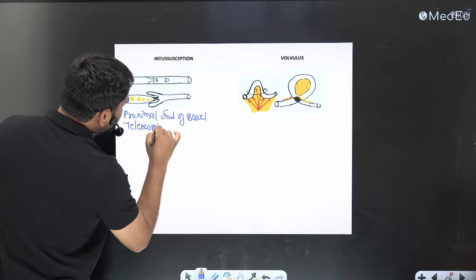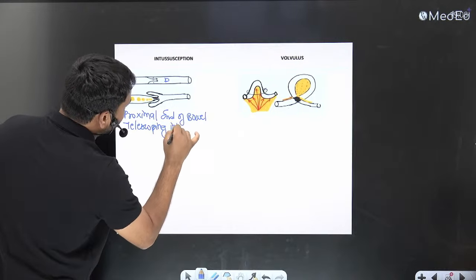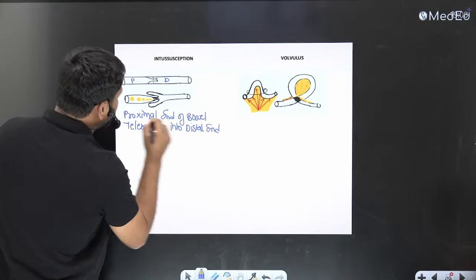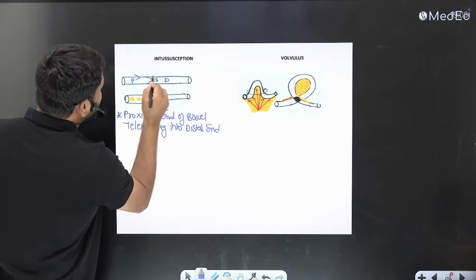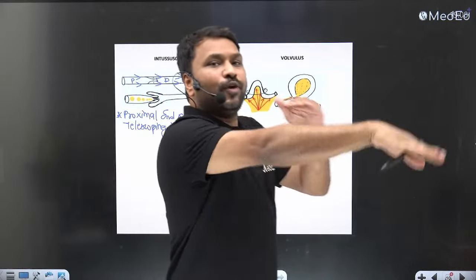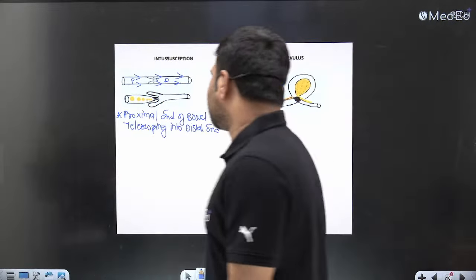It is the proximal end of the bowel telescoping into the distal end. Now, if you question me, why does this happen? The reason why it happens is the direction of peristalsis is from proximal to distal. So it will follow that line of peristalsis, hence causing intussusception.